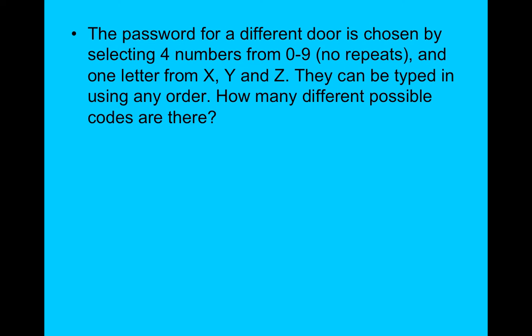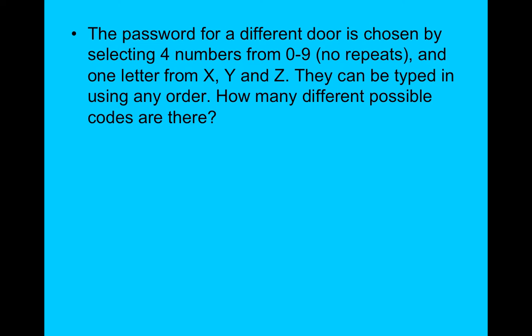A different door this time. The password for a different door is chosen by selecting 4 numbers from 0 to 9, no repeats, and 1 letter from X, Y, and Z. They can be typed in using any order, so it doesn't matter what order I put the digits in or the X, Y, and Z. How many different possible codes are there?